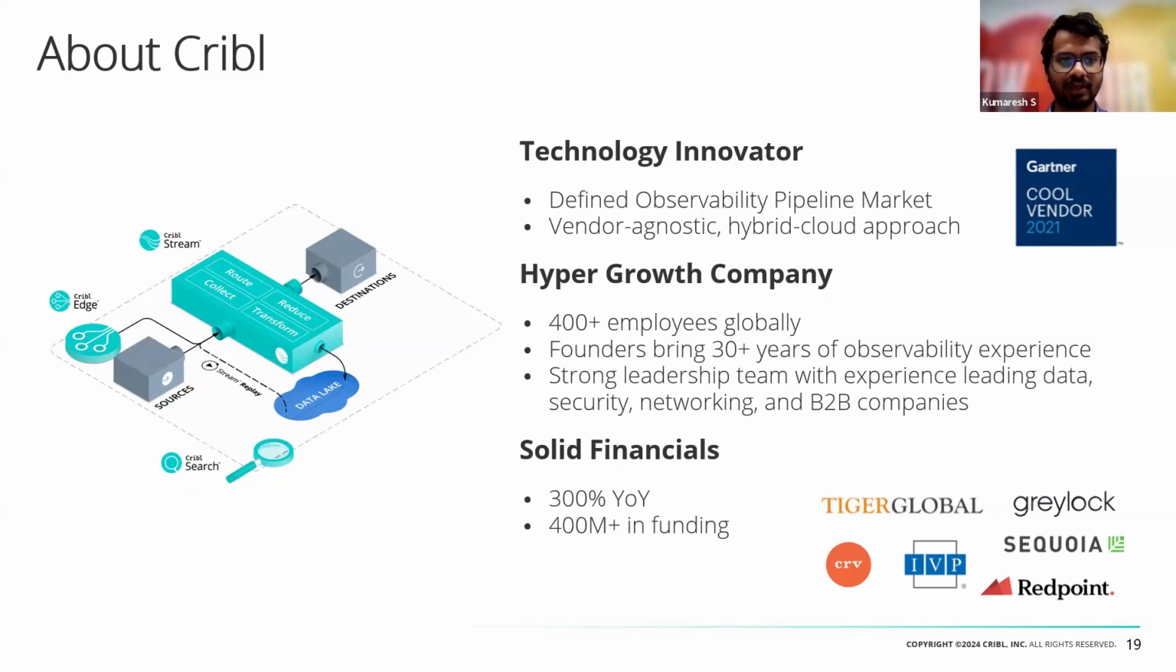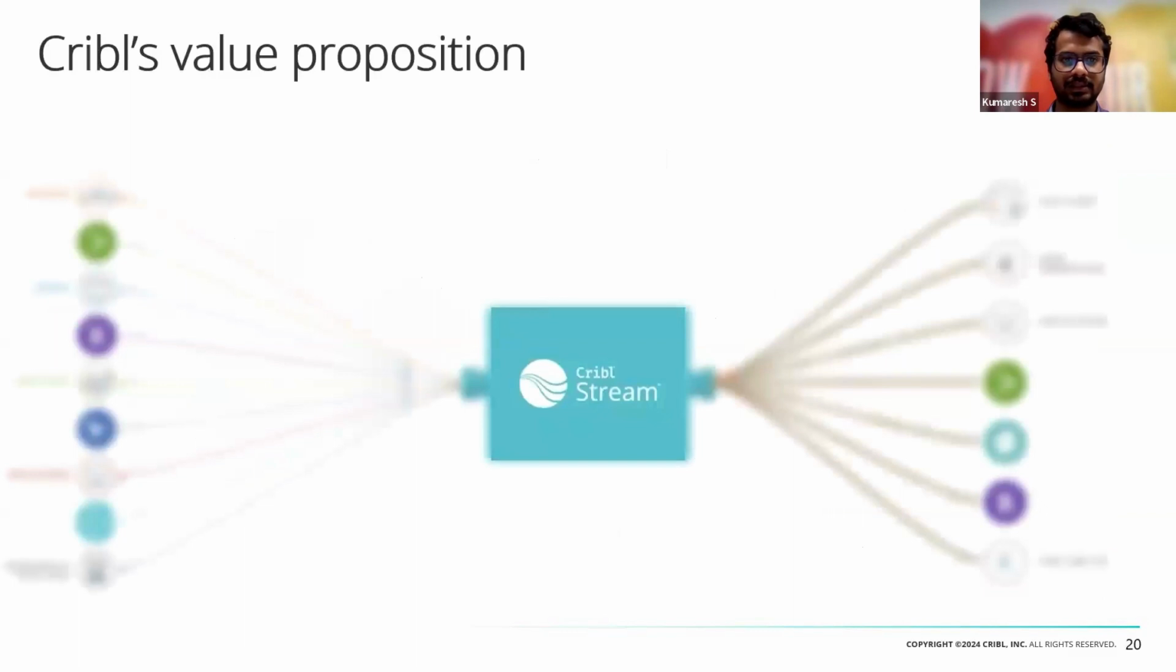And the founders of Cribl come from an observability background with 30 years plus experience, and they are supported by major companies such as Sequoia. They have Redpoint backing them up. They have Greylog, etc. Now, what exactly does Cribl offer?